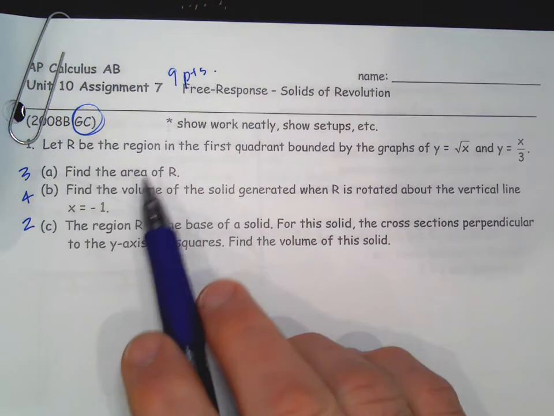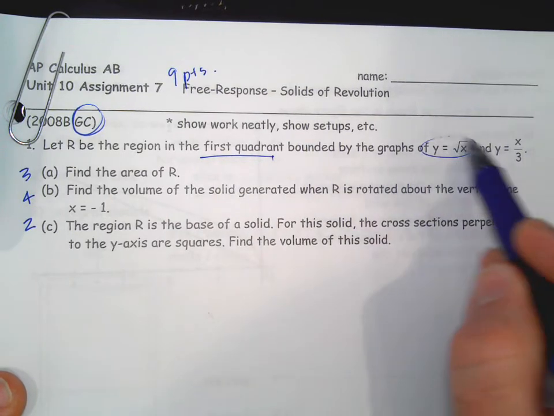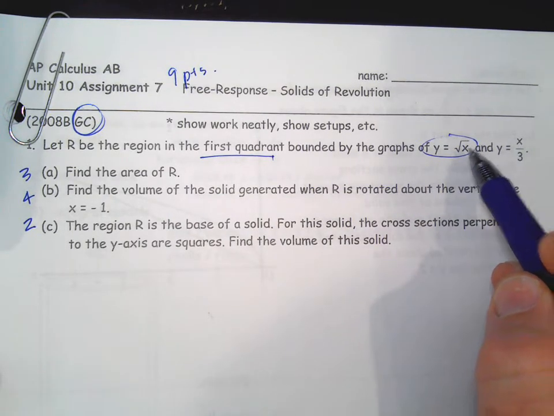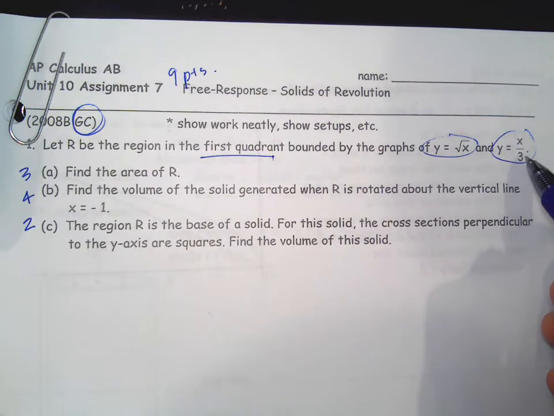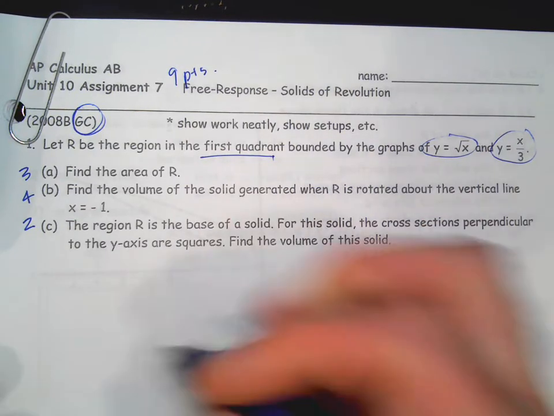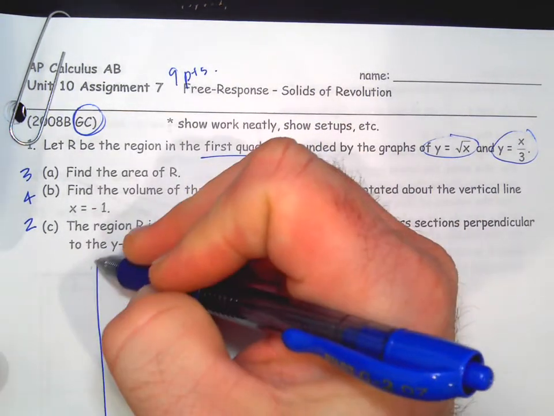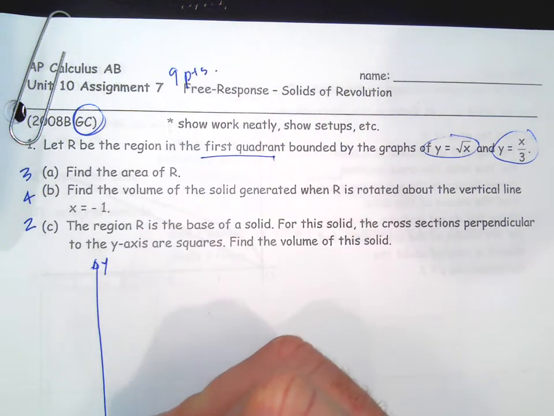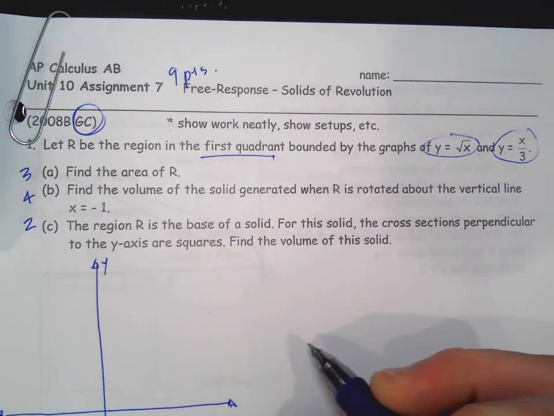It says let R be the region in the first quadrant, bounded by the graphs y equals the square root of x, that's a sideways parabola, top, and y equals x over 3. That's just a simple line that goes to the origin, slope of 1/3, up 1 over 3. Let's draw a picture. Even though we have a calculator, I think this is basic enough that we should be able to draw this picture pretty quickly, and it's going to be good to have it. I don't think graphing on your calculator is actually worth your time.